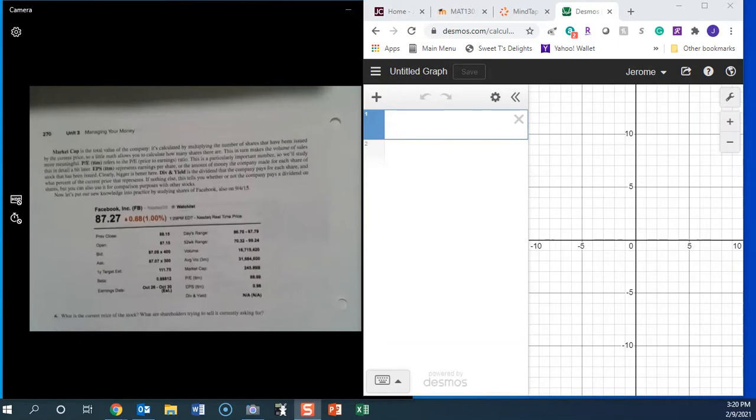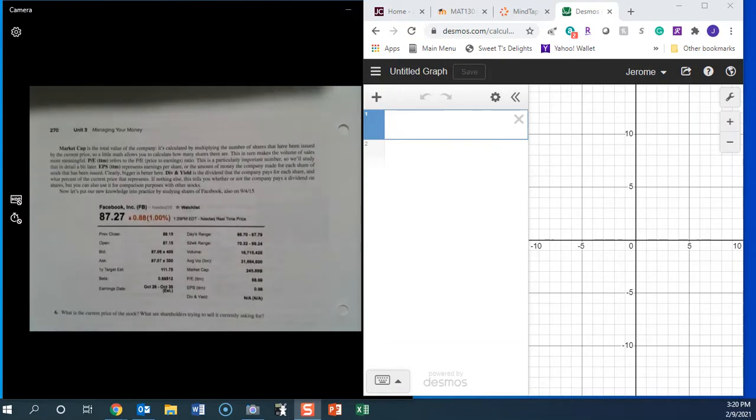It says market cap is the total value of the company. It's calculated by multiplying the number of shares that have been issued by the current market price. And then we have the price to earnings ratio. This is a particularly important number, so we'll study that in detail a bit later.